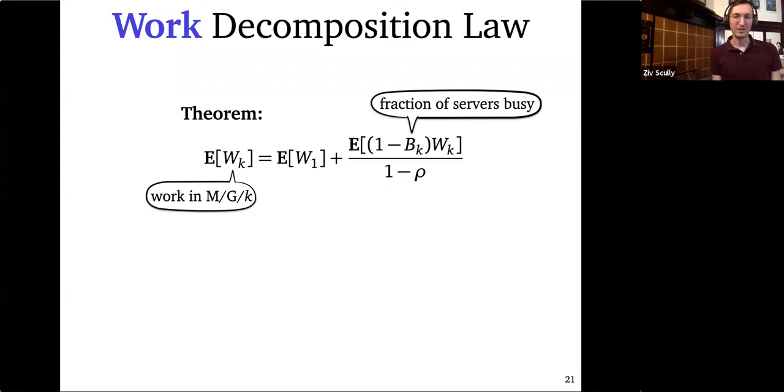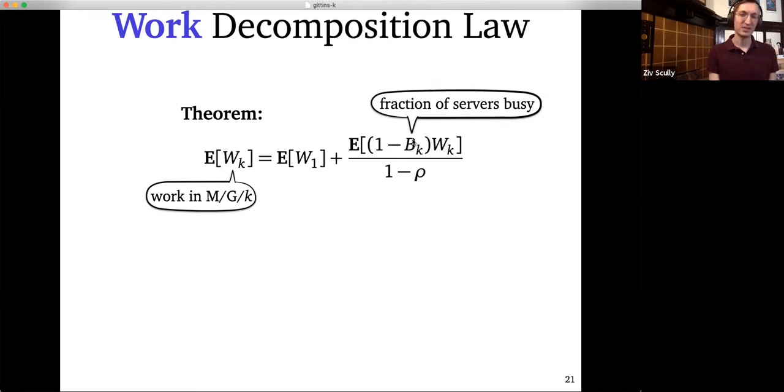So I want to talk a little bit about this expectation of 1 minus BK times WK. It looks here like this is maybe a recursion, because I'm saying the mean of WK is something something WK. But this quantity is actually a little bit subtle. If BK is the fraction of busy servers, 1 minus BK is the fraction of empty servers. So this is the fraction of servers that are empty times the amount of work in the system. And in particular, if all the servers are busy, then this is 0 inside the expectation.